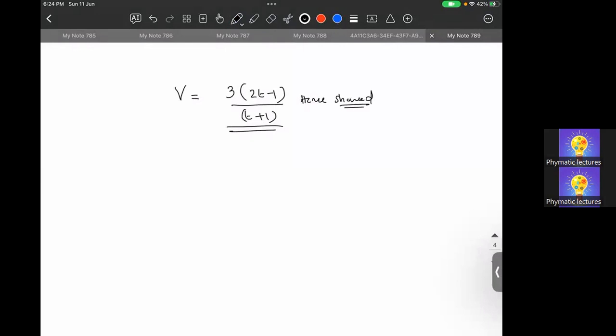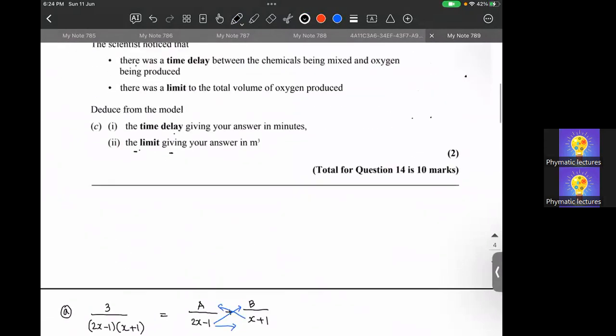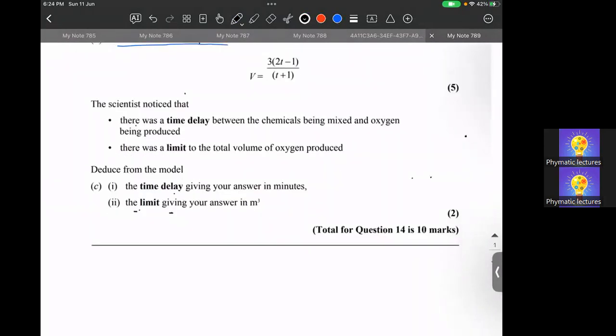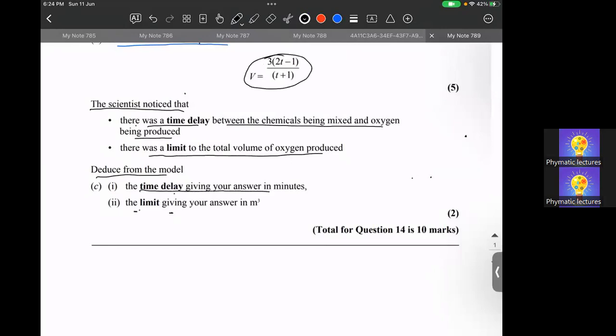Hope you got it. Now, we'll move to the C part. Yeah, it's C part. So for doing C part, we will be using this additional information. See, the scientists noticed that there was a time delay between the chemicals being mixed and oxygen being produced. There was a limit to the total volume of the oxygen produced. Deduce from the model, because the model is this equation, the time delay, give your answer in minutes, and the limit, give your answer in meter cube.